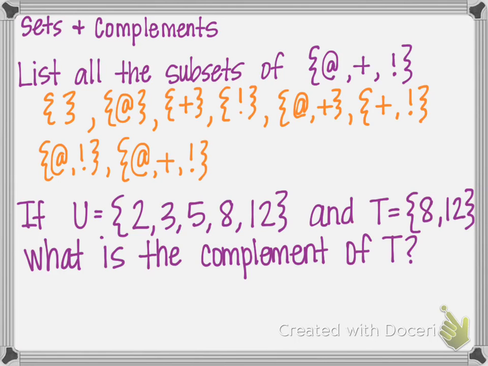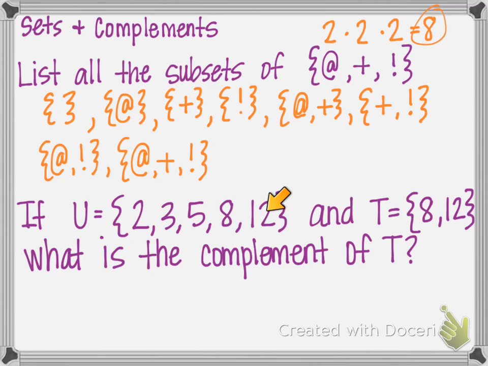And then count them. 1, 2, 3, 4, 5, 6, 7, 8. You know you have them all if you have 2 times 2 times 2. If there's 3 things, it's going to be 2 to the 3rd power number of subsets, so 8. If there's only 2 things, it's 2 squared. If there's 4 items in the set, it's 2 to the 4th. Okay, so that's a good way to check yourself.